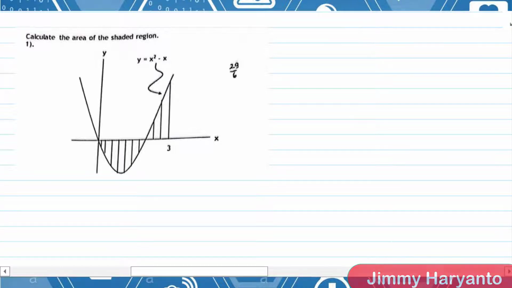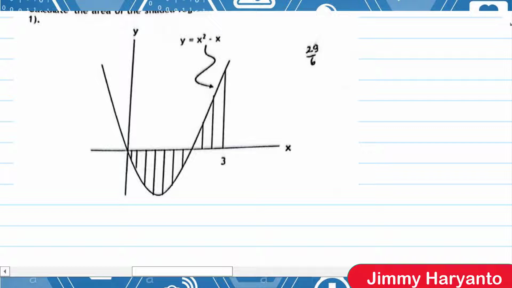Yeah, so for this one I think I have to find the boundaries first because we don't know this and also this one. So we have to find it first. To find it, you have to know what it is. What is the point called? The point called the point of intersection, or you can say x-intercept. X-intercept from y equals x squared minus x. So you have to find the x-intercept.